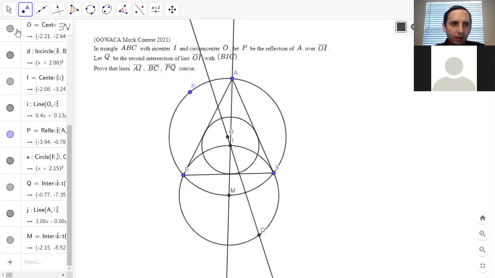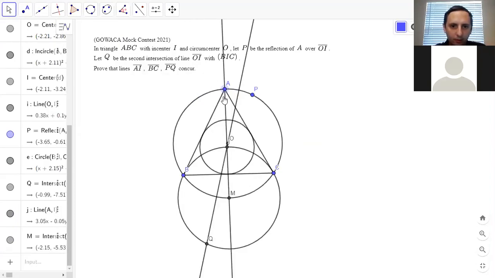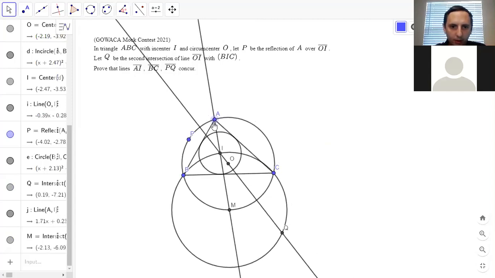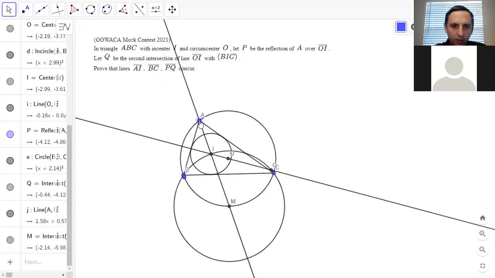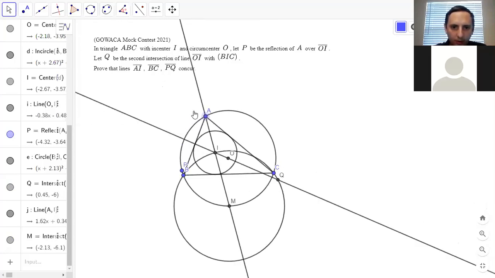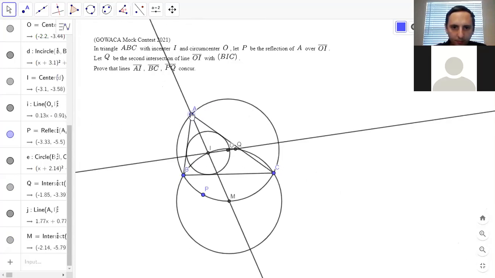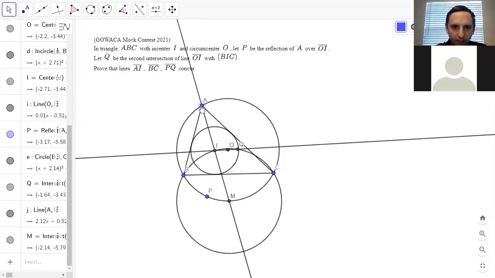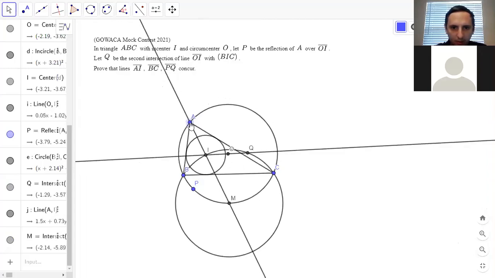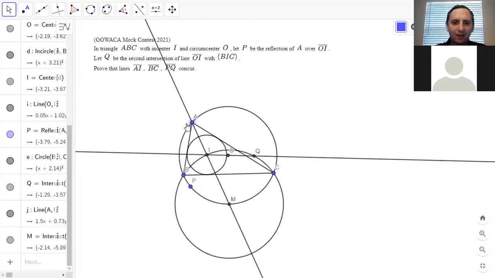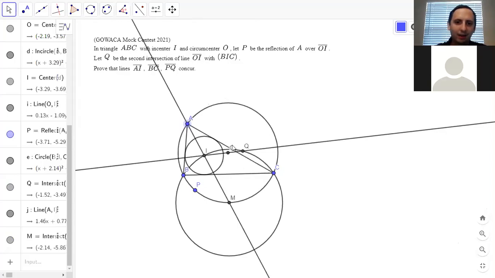Let me try to make the diagram a little better. What's a good diagram? There we go. I guess that's okay. All right, let me hide a few things.